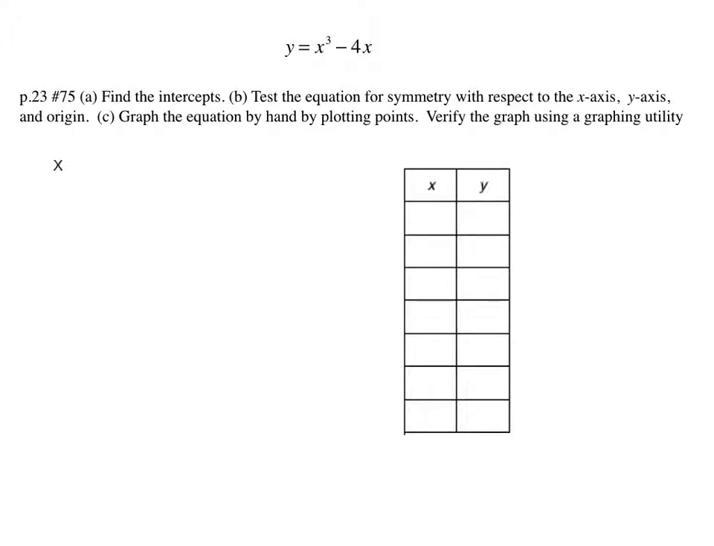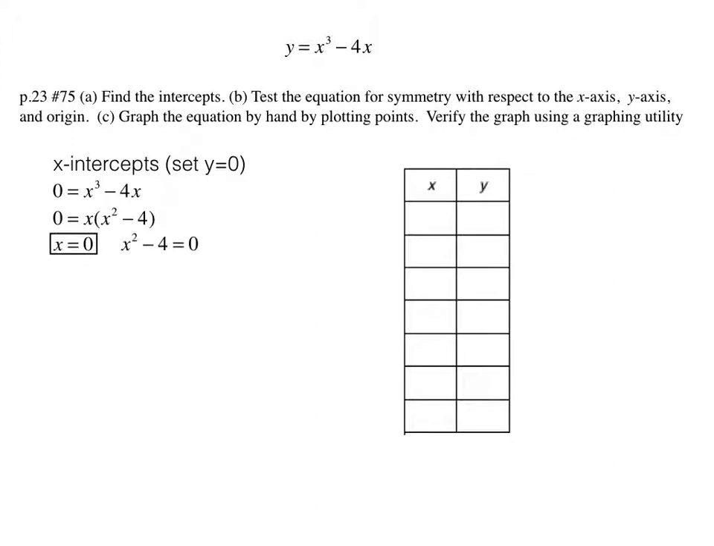So for the intercepts, the x-intercept, we set y equal to 0, and we solve this equation for x by factoring out an x. Now we see the difference of perfect squares. We've applied the zero product property, so either x equals 0 or x squared minus 4 equals 0. Here is the difference of perfect squares. We'll apply the zero product property to each factor, and we'll solve for x. There will be 3 x-intercepts in this function.